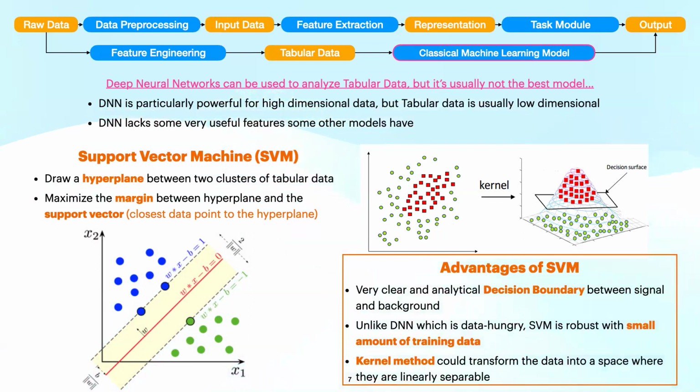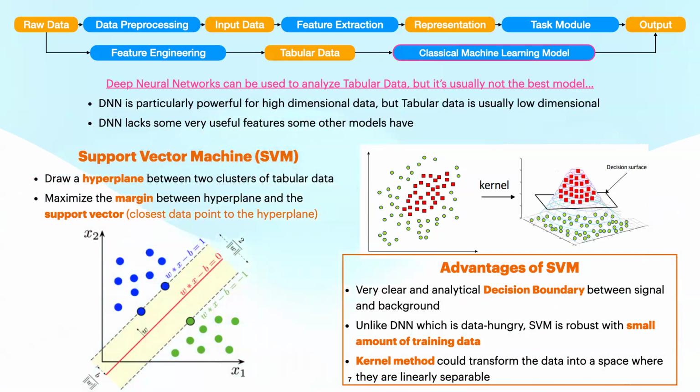So this is basically one of the advantages of the support vector machine. A kernel method can transform our data into a space where they are linearly separable. And then we can use a linear classification method to separate these two clusters of data. There are some other advantages of support vector machine. First of all, it gives you very clear and even analytical decision boundaries. So when I draw a line between these two clusters of data, I know the expression of this line, right? I know it's W times X minus B equal to 0.